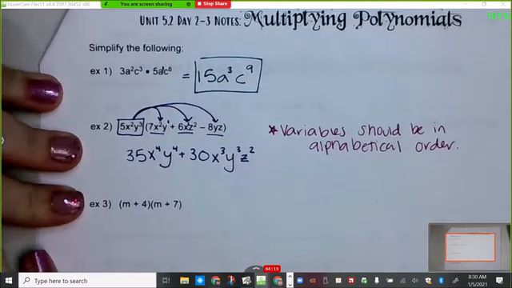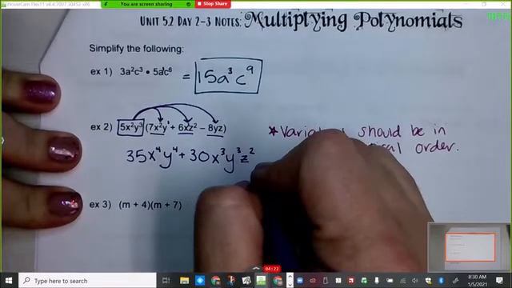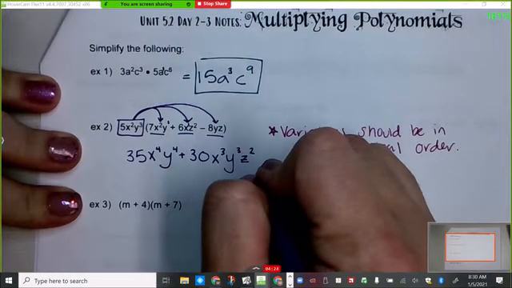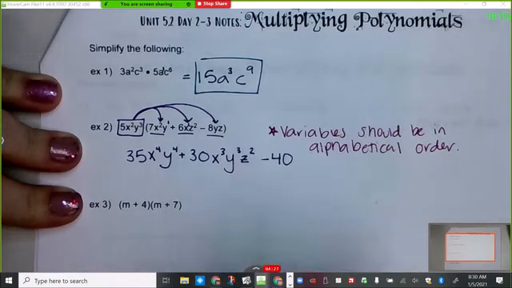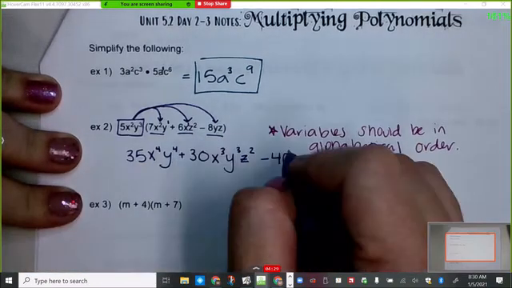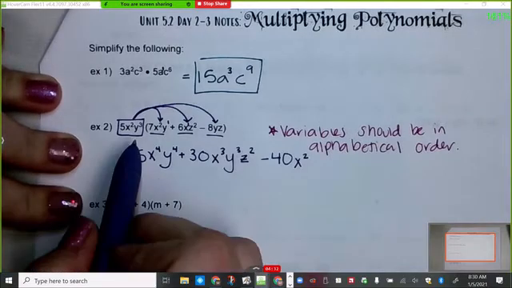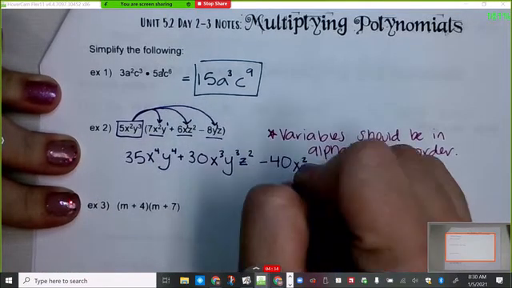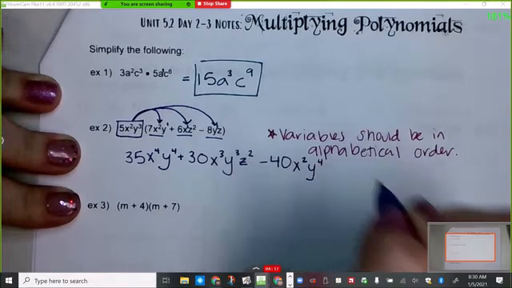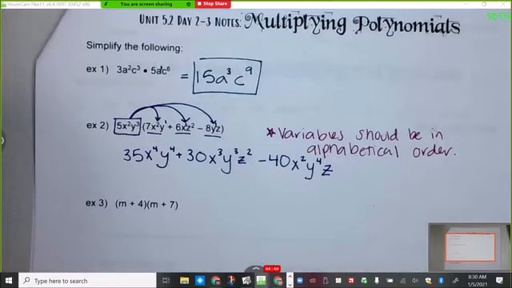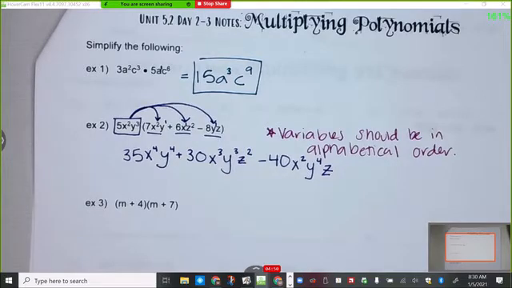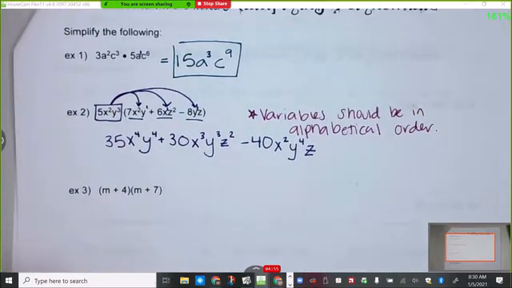Okay, and then what's 5 times negative 8? Negative 40. X squared, well, there are no x's over there, so I'm just going to bring down x squared. Y cubed times y is y to the fourth. And then there's no z's, so just z. Okay. Can anything combine? Are there any like terms? No, so there's your answer.